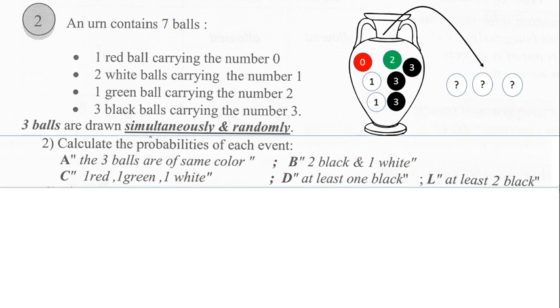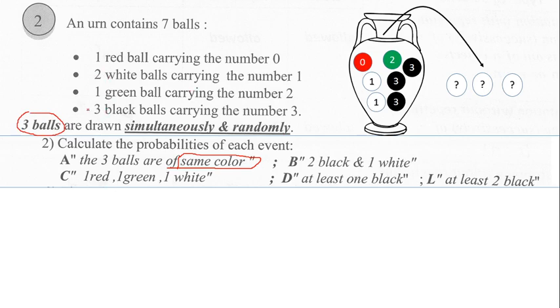Now, in this part of the exercise, we have 5 events: A, B, C, D, E. The 3 balls are of the same kind, the same color. All red cannot happen because we have 1 red. All white cannot happen because we have only 2 white and we need 3. We have chosen 3. By the way, if we had chosen 2 balls, it could be 2 white or 2 black.